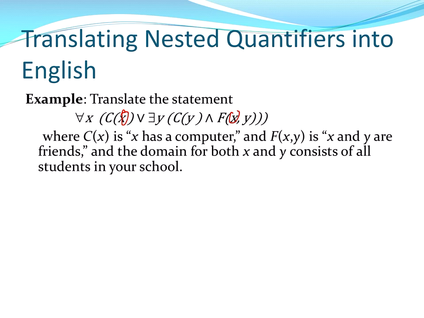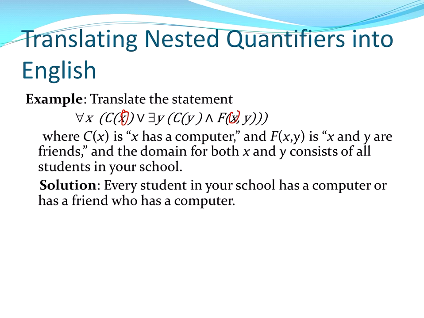So for every x, C of x means that everybody at the school has a computer, or there exists y such that C of y and F of xy. So the way to write this in English would be every student in your school has a computer or has a friend who has a computer.